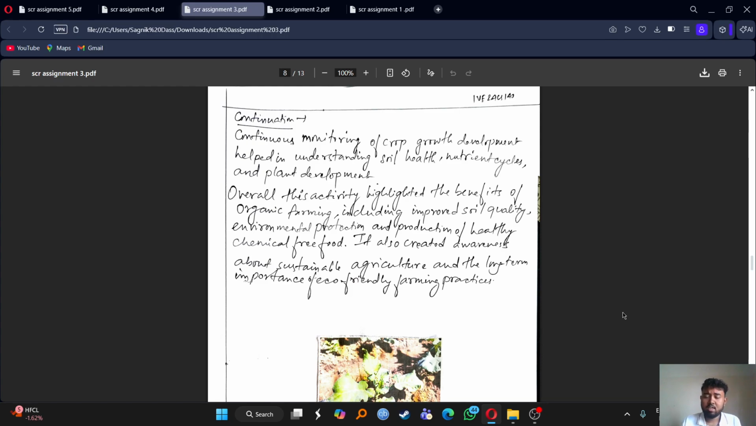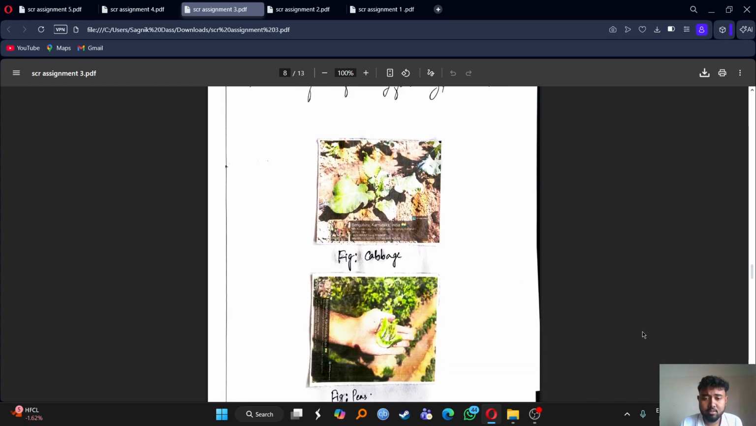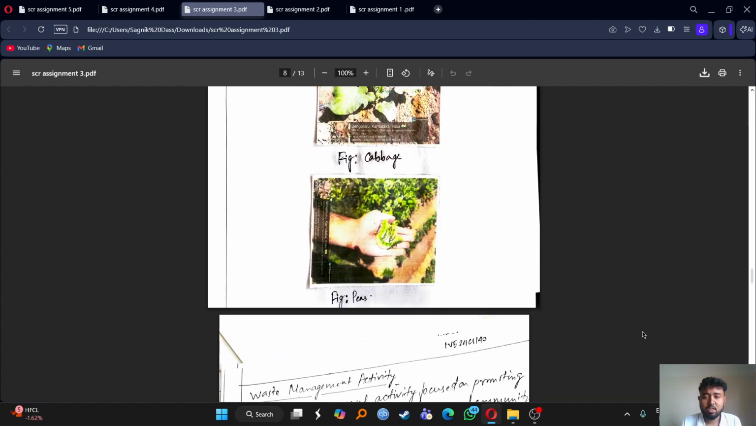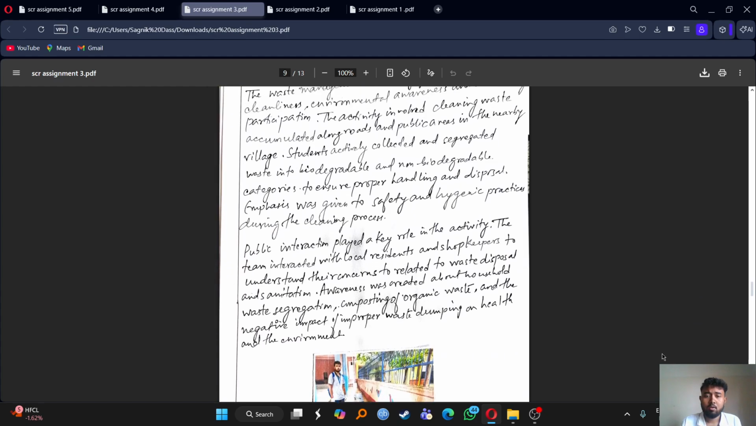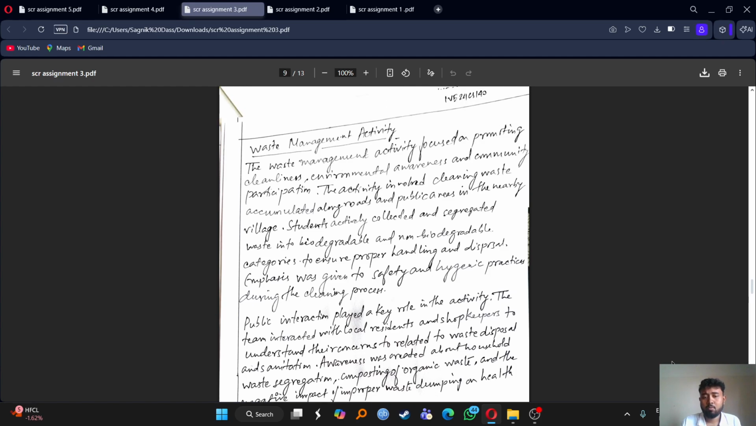Overall, this activity highlighted the benefits of organic farming, including improved soil quality, environmental protection, and production of healthy, chemical-free food. It also created awareness about sustainable agriculture and the long-term importance of eco-friendly farming practices. So, cabbage, peas, we grow there. Waste management activity, I already mentioned.